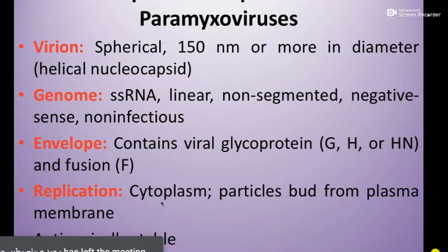Replication occurs in the cytoplasm, with budding from the plasma membrane. They are all antigenically stable. Unlike influenza, orthomyxoviruses, which are antigenically unstable, paramyxoviruses are antigenically stable. So the differences from orthomyxoviruses: they are non-segmented, hemagglutinin and neuraminidase are on the same spike, and they are antigenically stable.